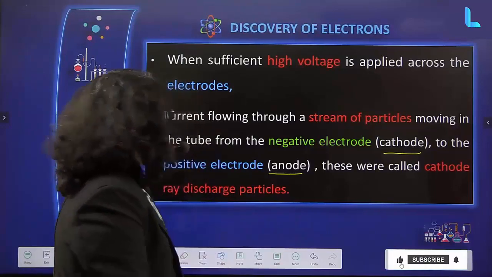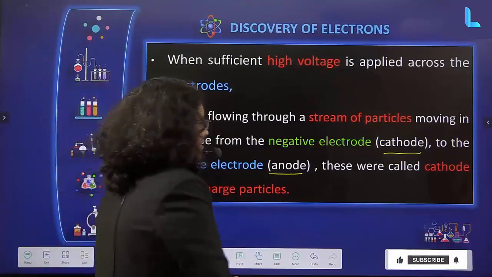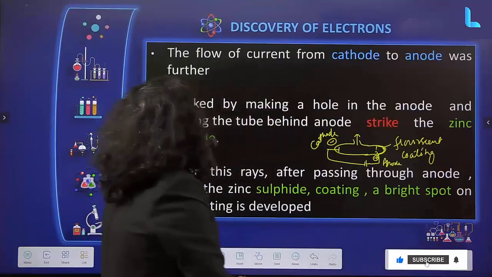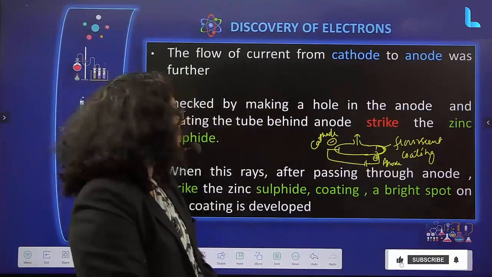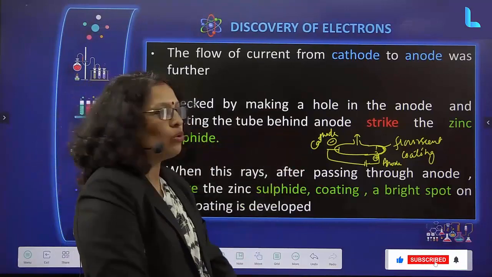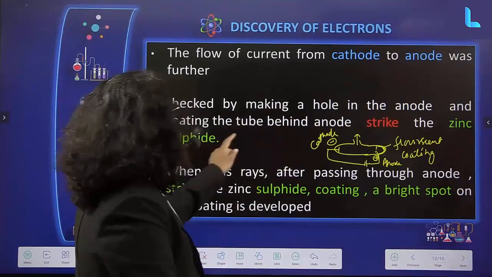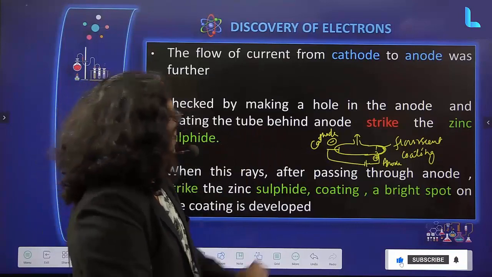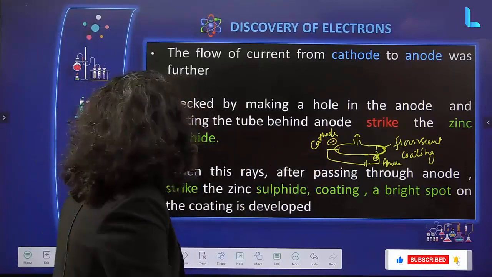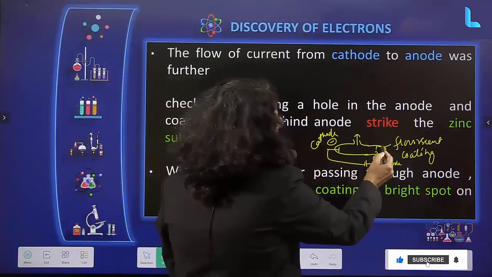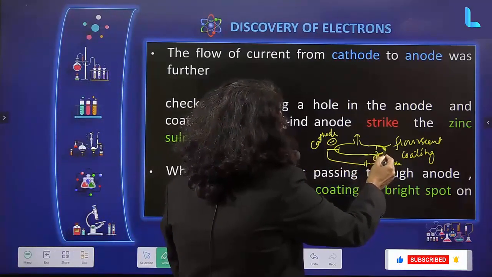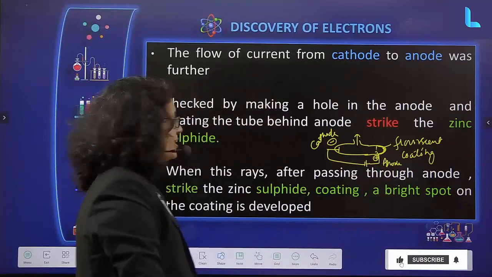So these were called ray discharge particles, okay. Now the flow of current from cathode to anode was further checked by making a hole in the anode and coating the tube behind it with a fluorescent substance. So striking the zinc sulfide, you can observe it here. Here at the anode the hole is made, and here the coating is done, the fluorescent substance.